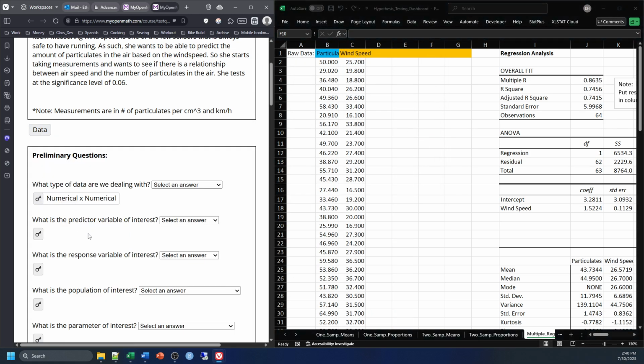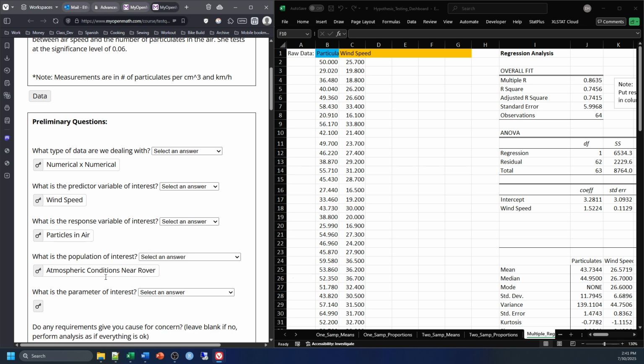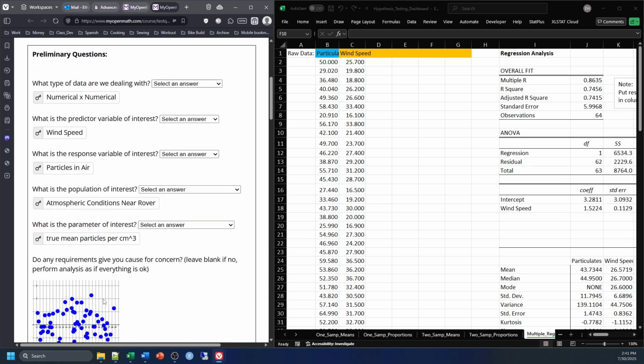This is numerical by numerical. We have two pieces of numerical data, using one to predict the other. The predictor variable, or what we are using to make the prediction, is wind speed. And the response variable, or dependent variable, is the particulates in the air. The population of interest is the atmospheric conditions near the rover. And the parameter of interest is the true mean number of particulates per cubic centimeter, or just particulates in the air.